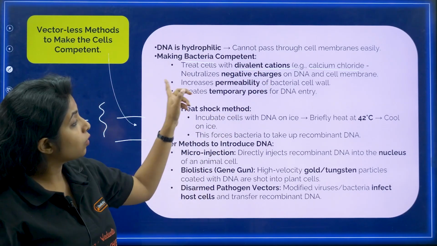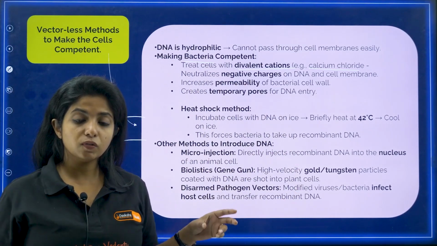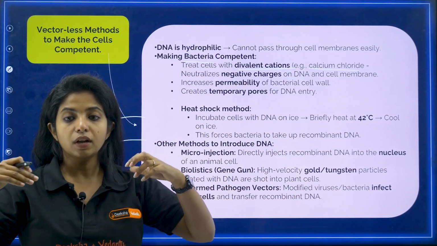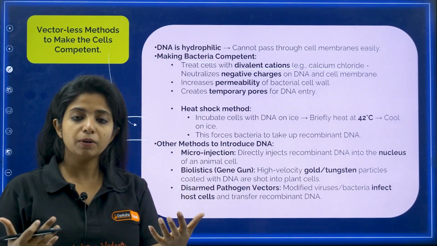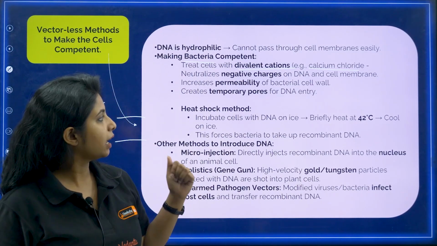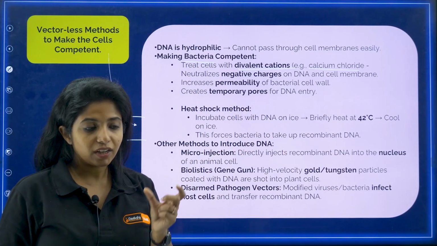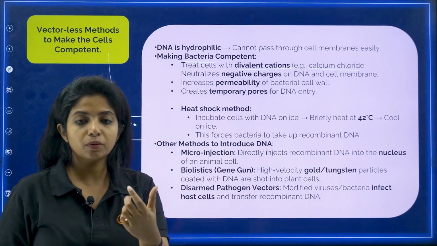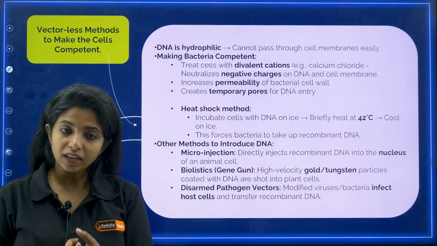Now apart from that, it also increases the permeability of the bacterial cell wall. So the divalent cations make the cell wall more permeable. The cell wall is not permeable, right? So to increase the permeability, you have what? Divalent cations. Apart from that, they also create temporary pores for DNA entry. So it is made permeable by making what? Certain temporary pores.